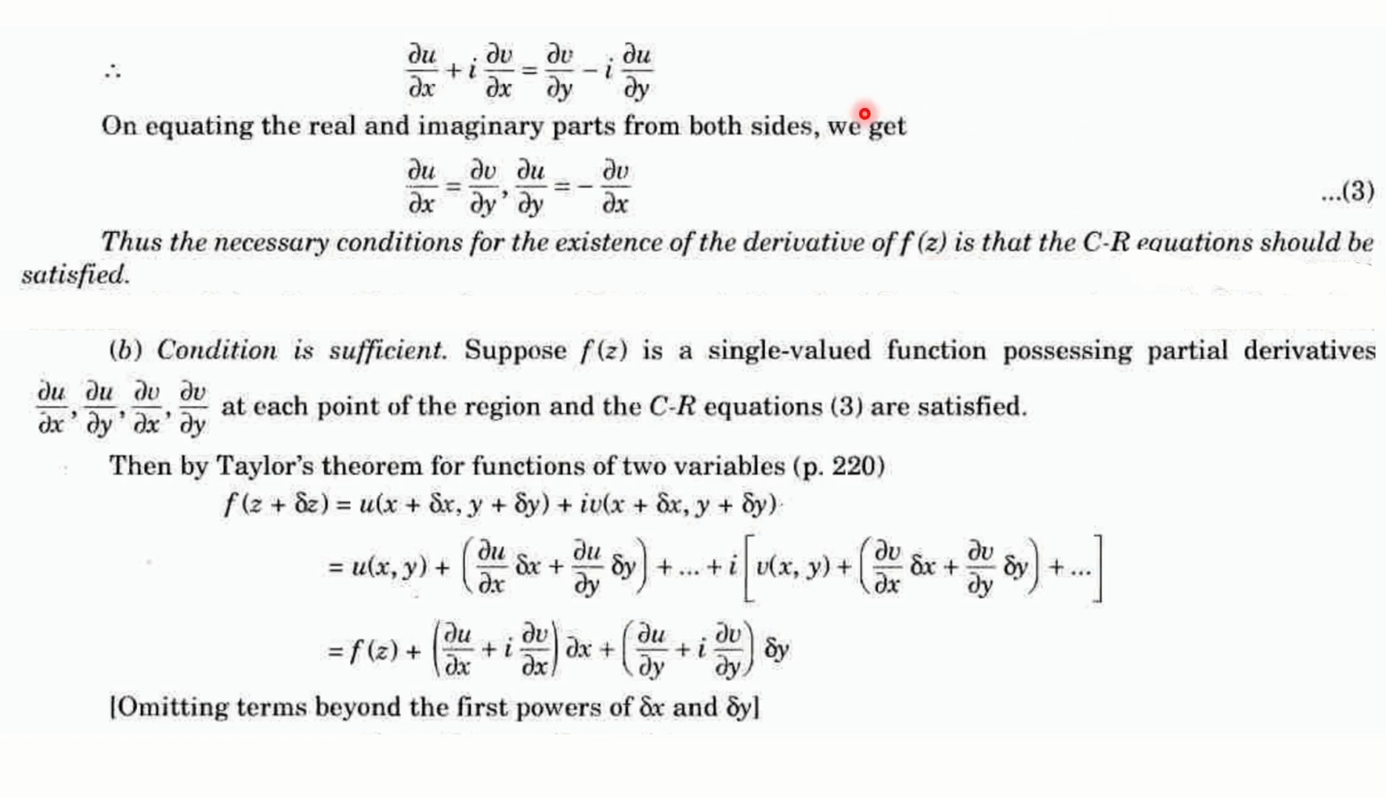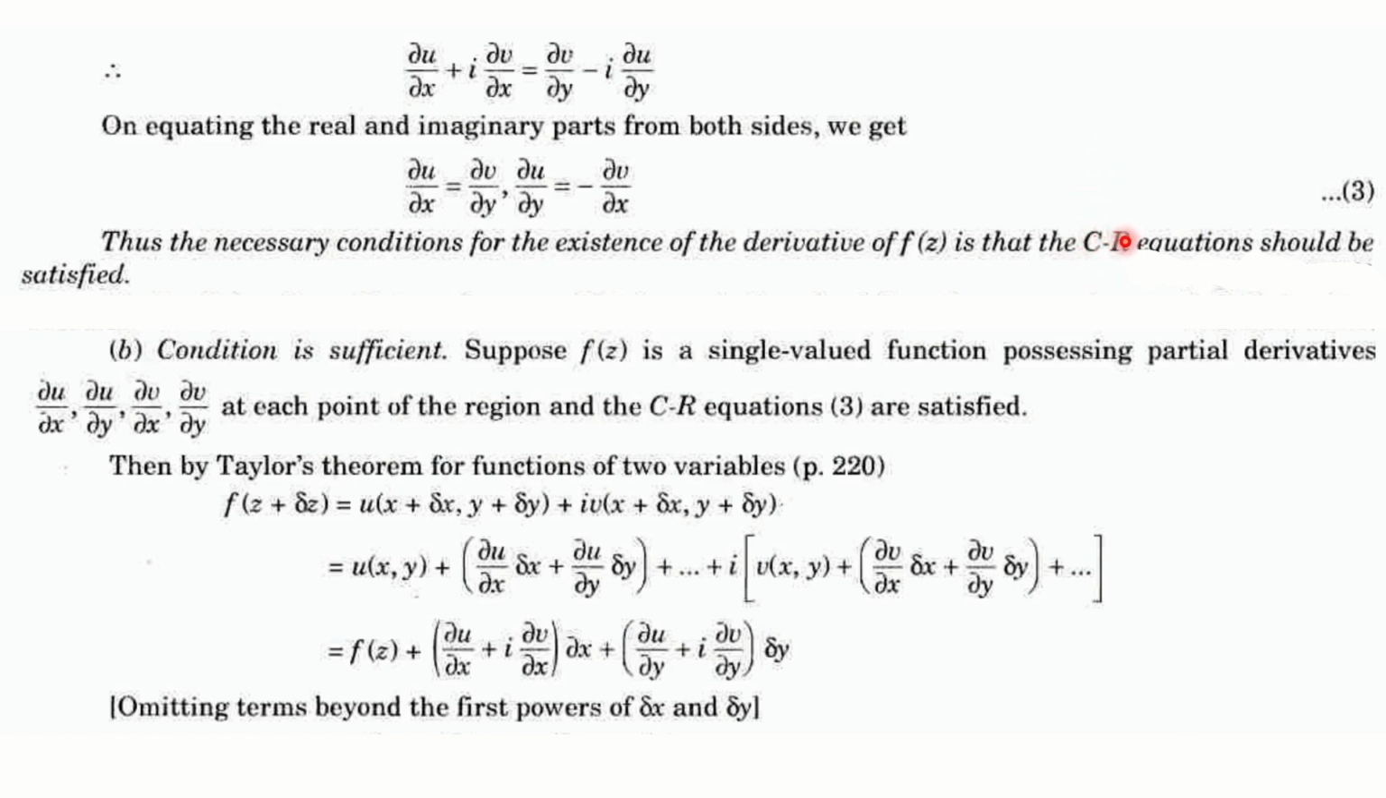See, if the limit values were different, then these conditions would not have been satisfied. So I have to check whether these conditions are satisfied for the limit to exist. If the limits exist, then these conditions have to be satisfied, and that is when I can talk about derivatives. So these are the necessary conditions.